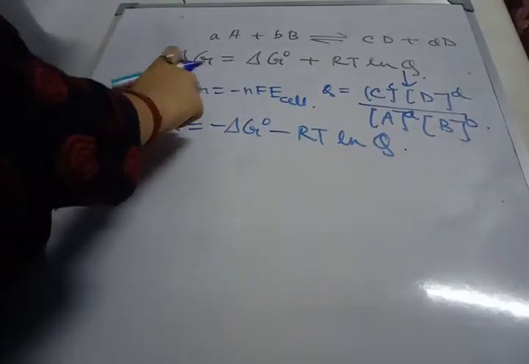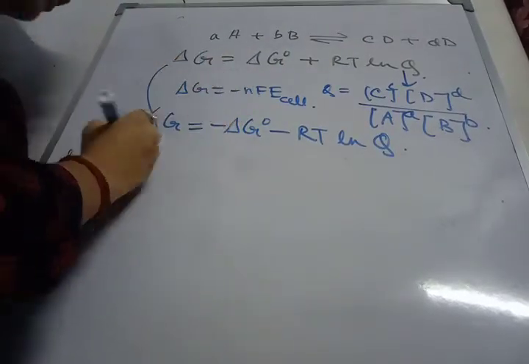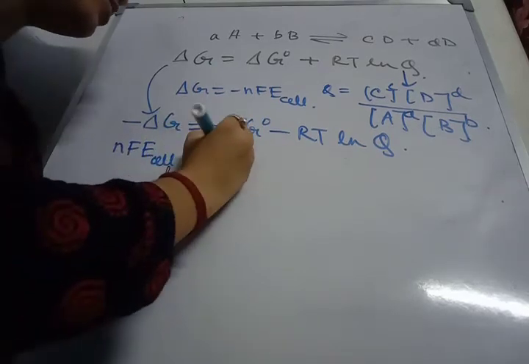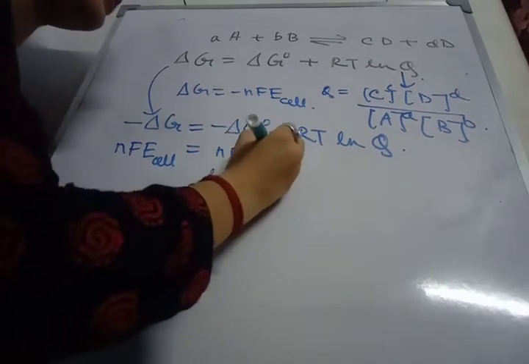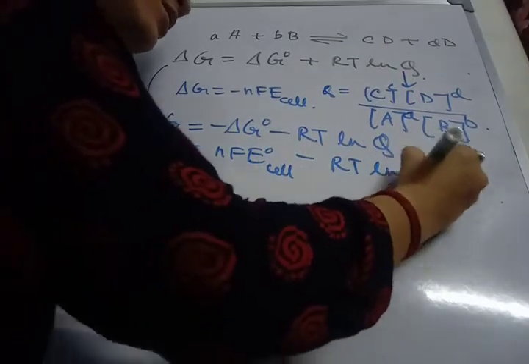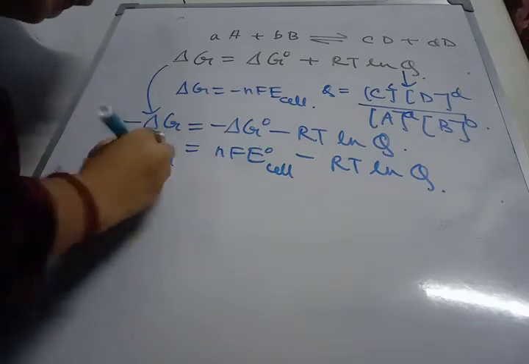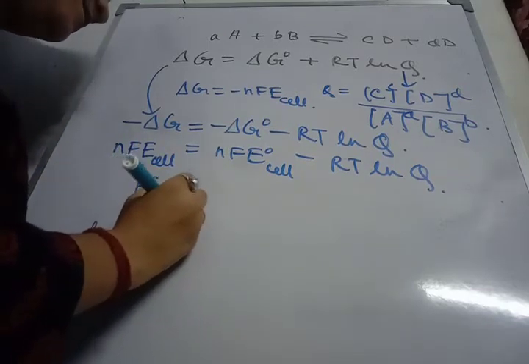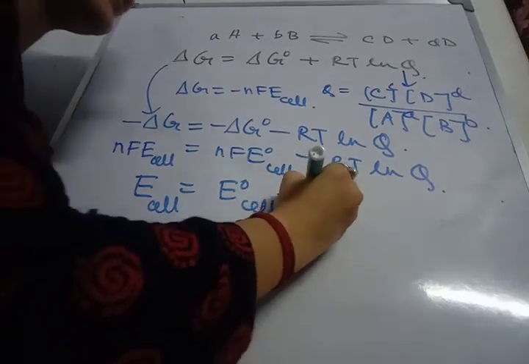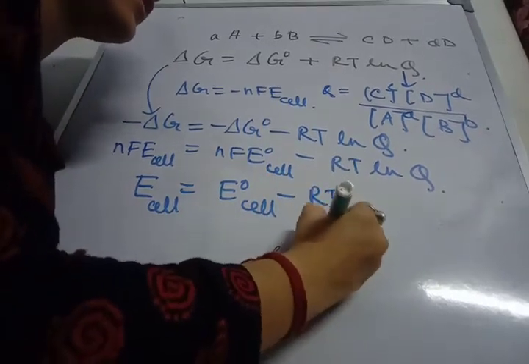Now next, I put the value of delta G equals minus nF E cell. Right? I put this value in this equation. Then what do I get? I get nF E cell equals nF E0 cell minus RT ln Q. Now I divide both the sides by nF. So I get E cell equals E0 cell minus RT by nF ln Q.